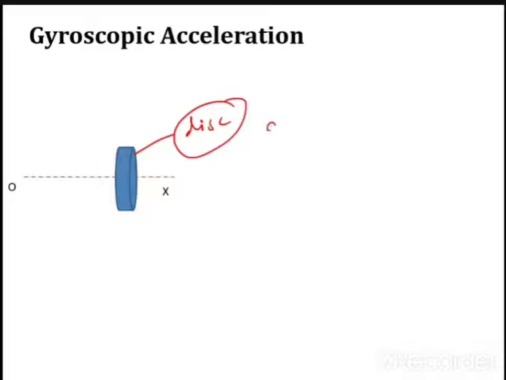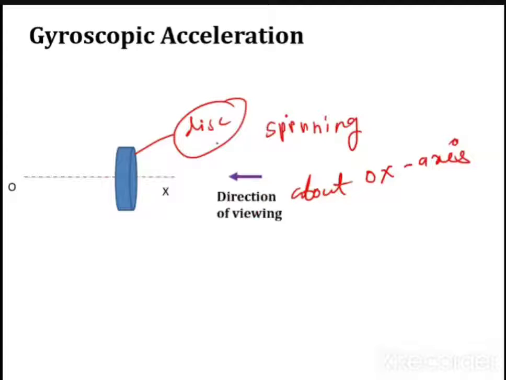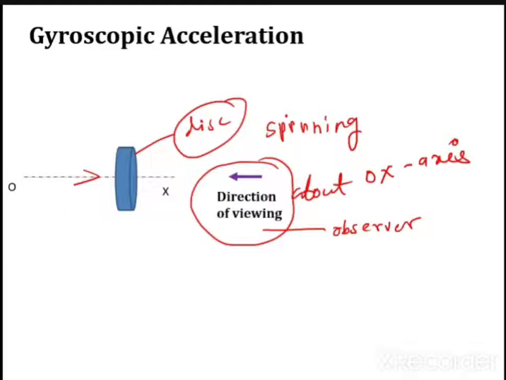I will take one example of a small disk. First of all, let us consider a disk which is spinning about the OX axis. This is the disk, and it is spinning about the OX axis. Let us take some observer. Let us say the direction of viewing is this one, and this is your observer. Is it clear? I will mark the arrow maybe in this direction, because my direction of viewing is this side.